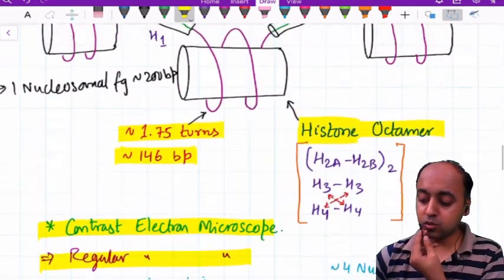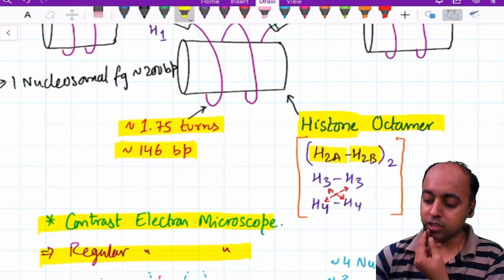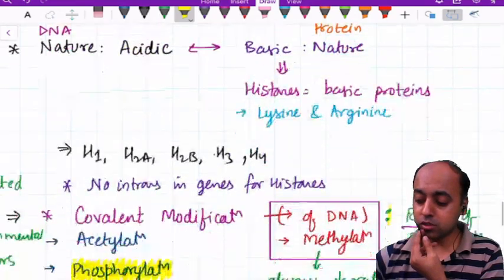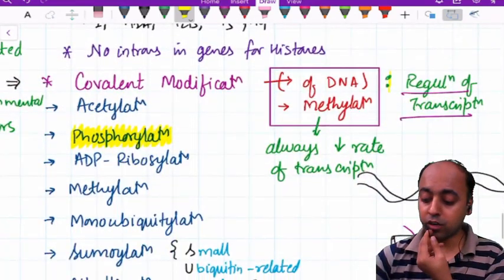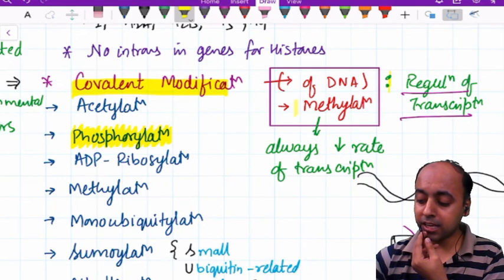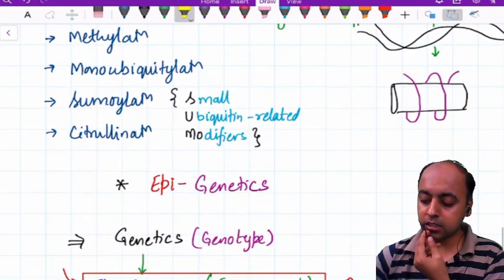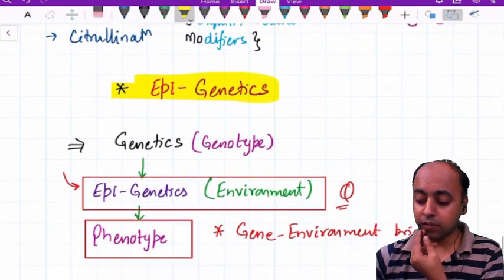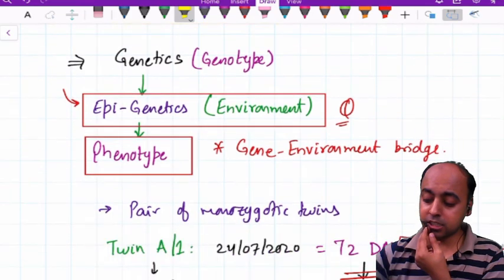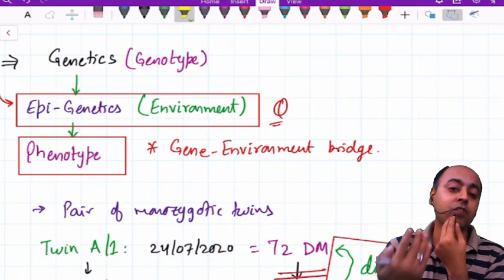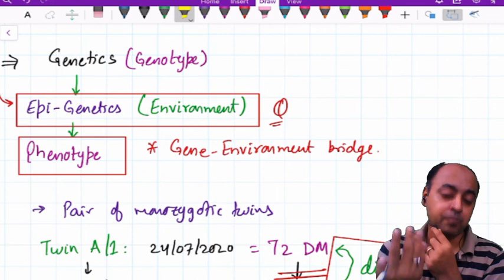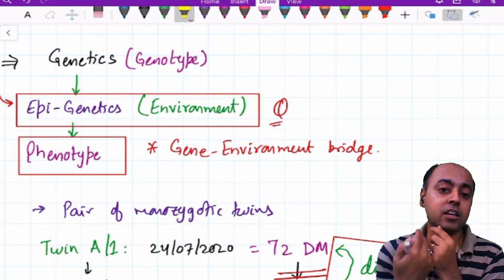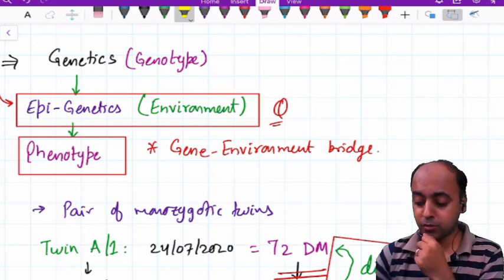Alright, the various histones present in the histone octamer are H2A, H2B, H3 and H4. Two copies each of them are present. Histones can undergo covalent modification, along with the methylation of DNA. Together, they result in epigenetics. They are able to regulate the rate of transcription, and we call it epigenetics. Epigenetics is the gene-environment bridge. This is how the environmental stimulus will regulate the genetic expression to produce the final phenotype. Alright, so that's about the nucleosome.